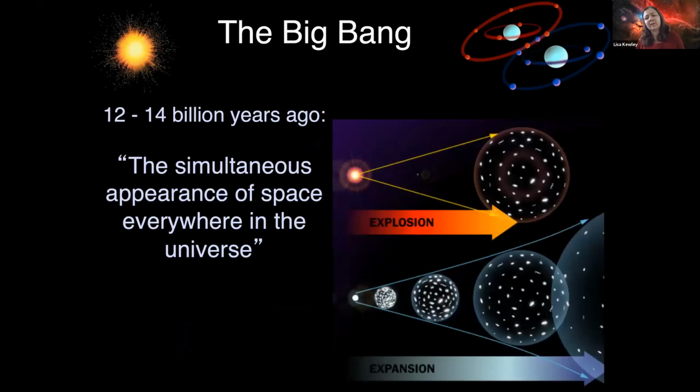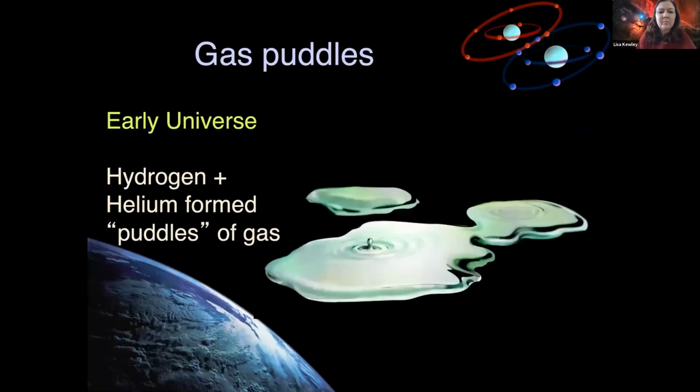And so we think of the Big Bang as basically the simultaneous appearance of space everywhere in the universe, and that space then began expanding. Now, in the early universe, as I said, we just had hydrogen and a little bit of helium. And what happened was, due to the gravity of those little atoms, they collided together and formed puddles of gas. And so we think of them as sort of puddles. It's basically just gas clumps forming together in the early universe. And so as the clumps got bigger and bigger, they got more gravity, and they were able to attract more hydrogen and helium together to form bigger and bigger clumps.